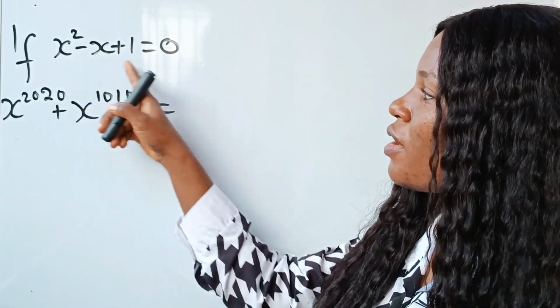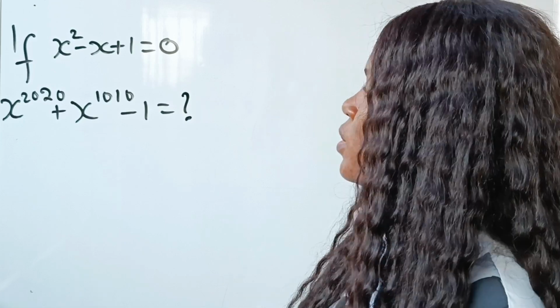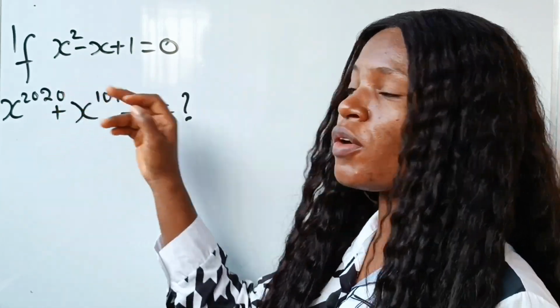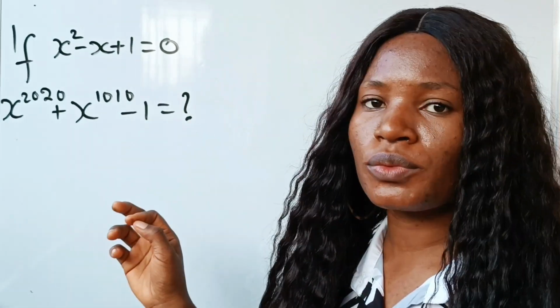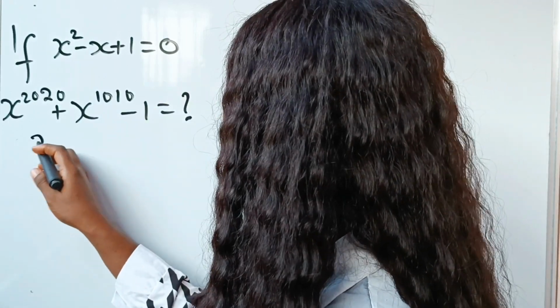Now let's solve for the value of x. We are told that x squared minus x plus 1 is equal to 0. If this is equal to 0, what is x to the power of 20 plus x to the power of 10 minus 1?